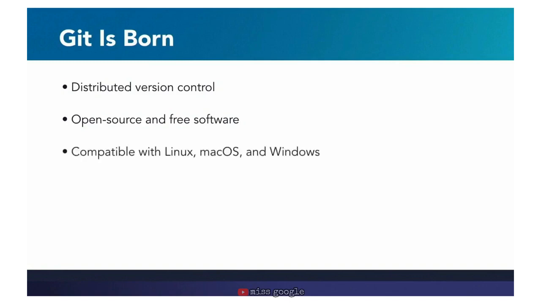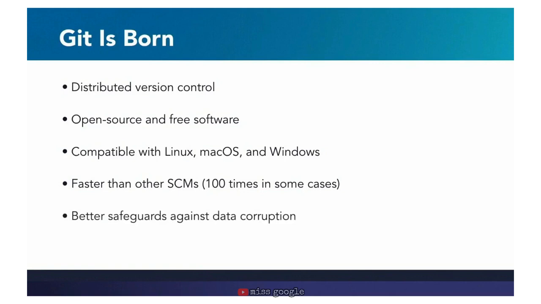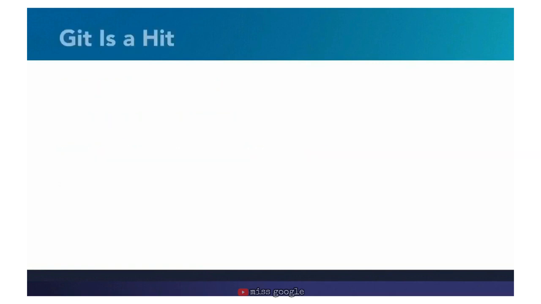It's also compatible with most platforms, like Linux, macOS, and Windows. And it's faster than most other source code management tools, 100 times faster in some cases for some operations. It also has better safeguards built into it to guard against data corruption. We'll talk a bit more about that later. Now, these improvements all worked. Git became a big hit. As people discovered the power of distributed version control, as they got used to all of Git's nice features, Git experienced an explosion in popularity.